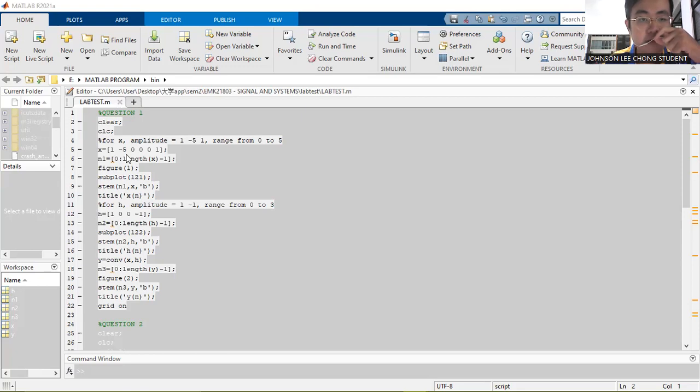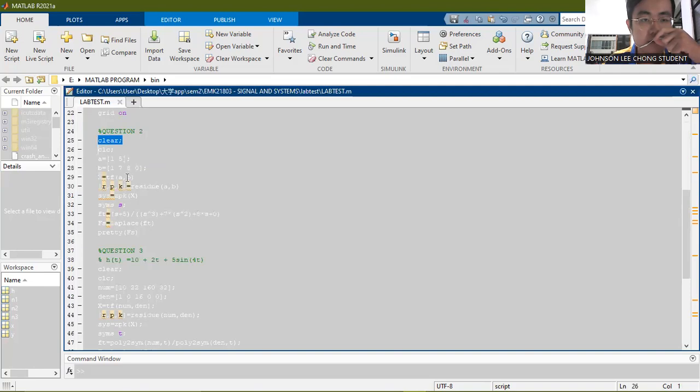Okay, so basically it's the same as the value I put in the MATLAB. And so this is the YN for the XN dot with H convolution. Okay, that's all for question 1.